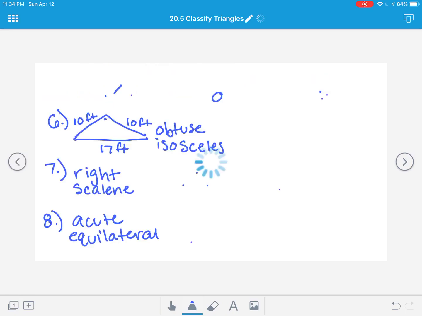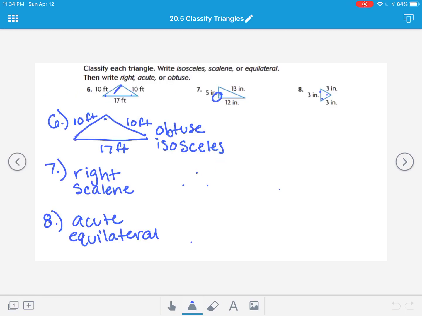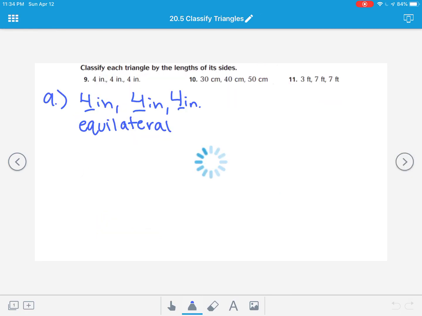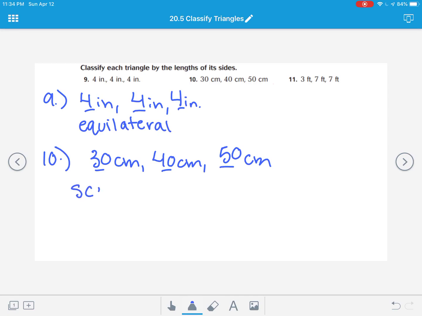Equilateral. I'm not confident that I spelled that correctly. Equilateral. I did. Okay. Number 10. We have 30 centimeters, 40 centimeters, and 50 centimeters. So 30, 40, and 50 are all different. That means it is scalene.